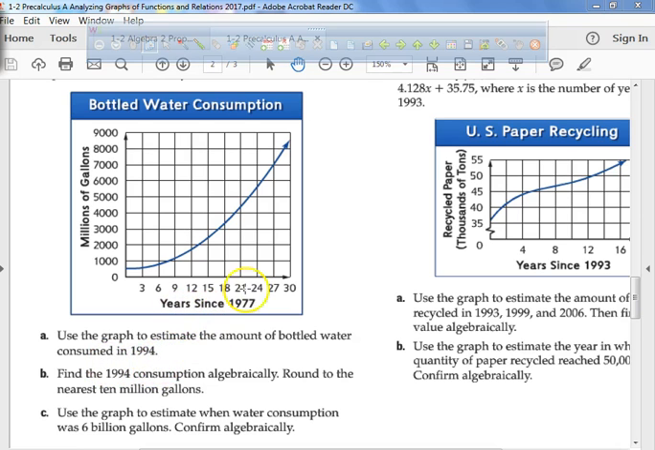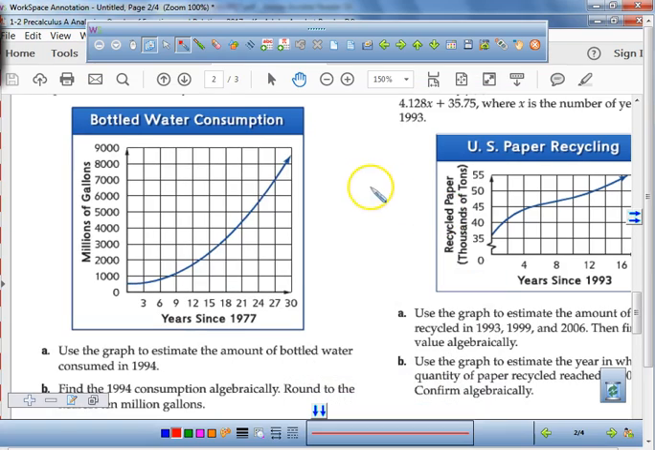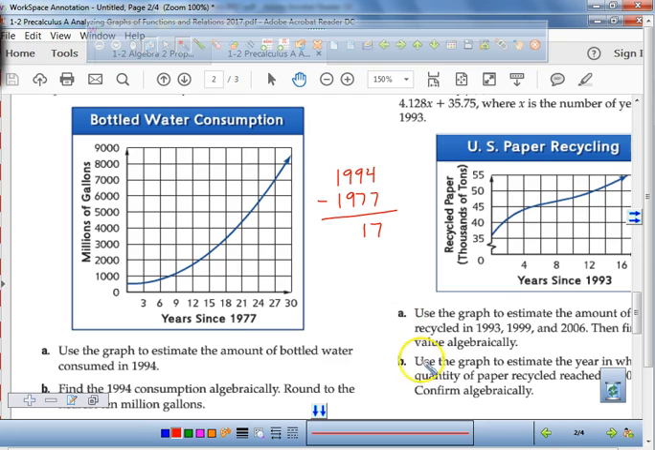Now, this is years since 1977. So if I take 1994 and I take away 1977 and I subtract it, that's going to end up being what? 17 years since 1977. So if I go over here and estimate 17 years, it's going to put me pretty close to the 18, but not quite.